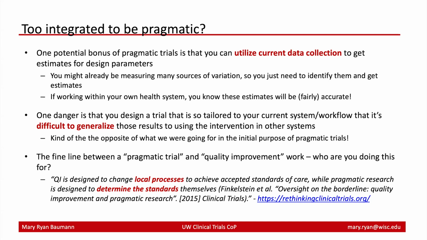I like to include this quote because I feel like it was very succinct in that quality improvement work is designed to change local processes to achieve accepted standards of care, whereas pragmatic research is designed to determine the standards themselves. So were you really doing this work to make decisions about how to provide care within your local network, or are you hoping to do this more broadly for maybe other networks that look like yours but aren't your network exactly?